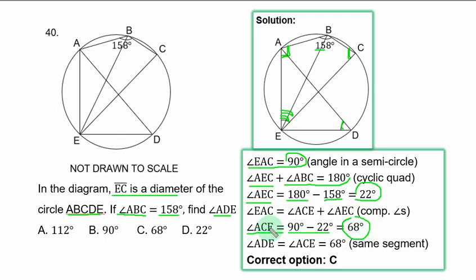Now the angle you are looking for, ADE, is equal to ACE, that is 68 degrees, angles in the same segment.